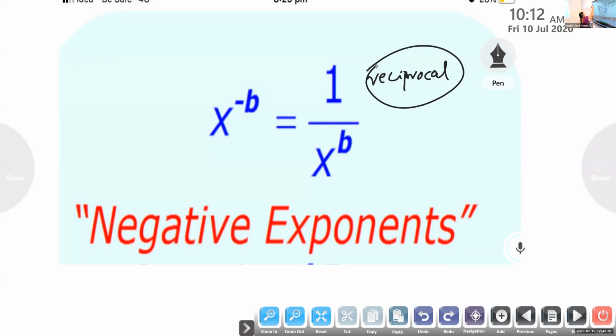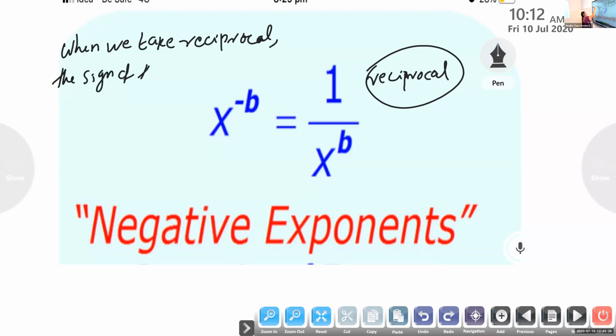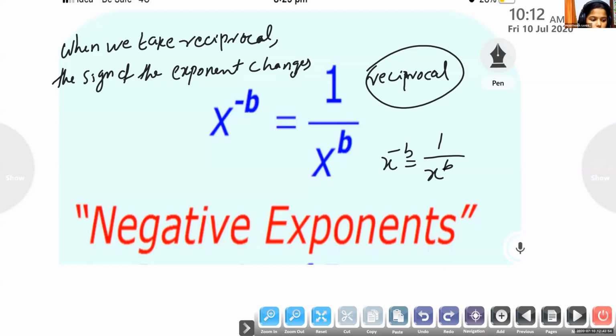So you can write: when we take the reciprocal, the sign of the exponent changes. Ma'am, should we write this? Yes, write it. When we take the reciprocal, the sign of the exponent changes.